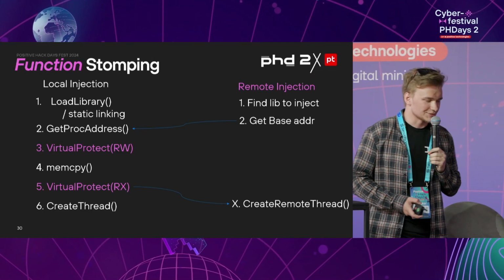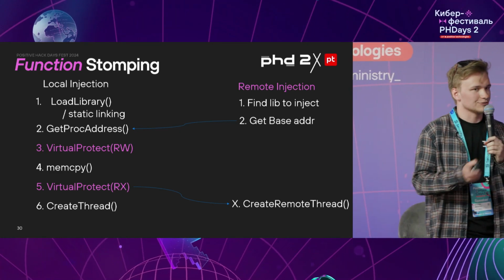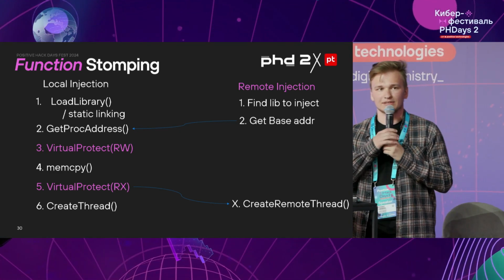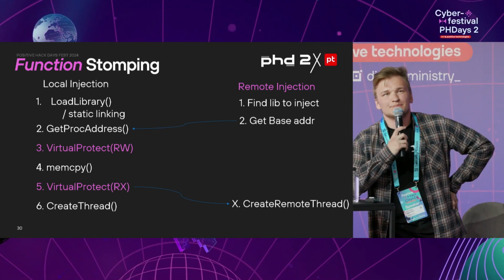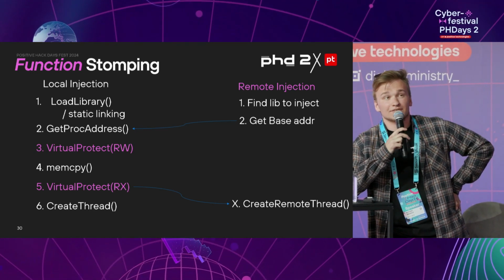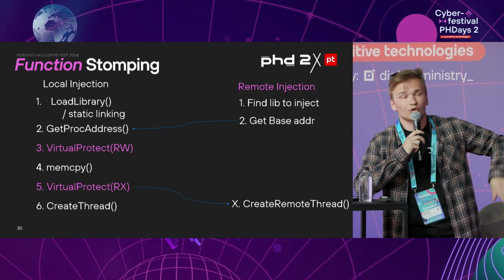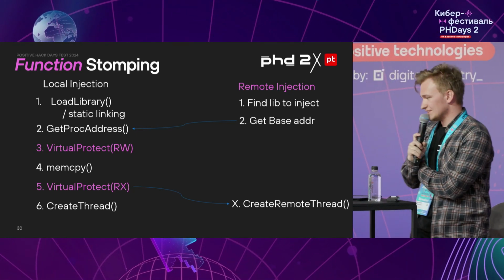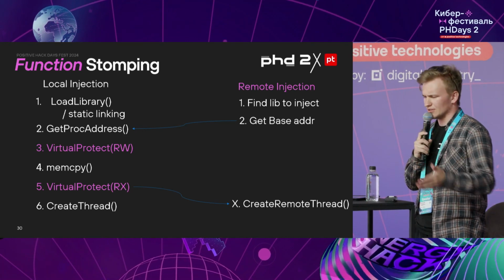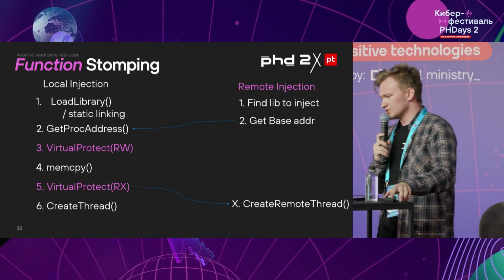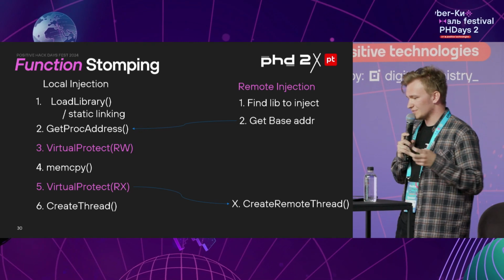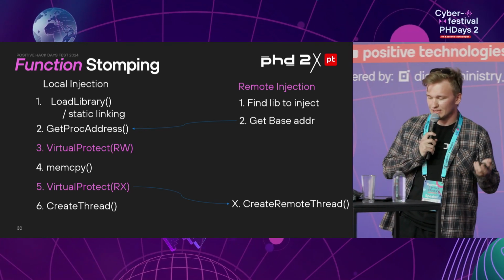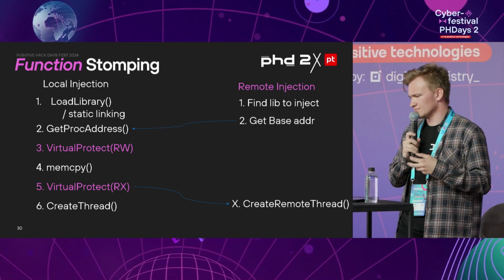Okay, function stomping. This is quite interesting. It is a little bit more tricky, and so we can have mapped memory, and we can re-record the address of a given function in the library, so we can add our payload. So you can do some local injections and remote injections, and we need to find a library we are going to inject.